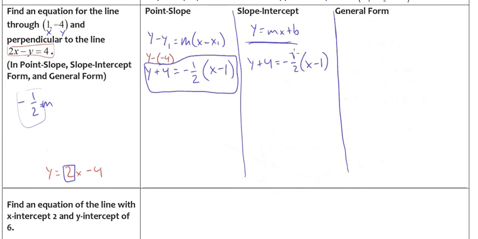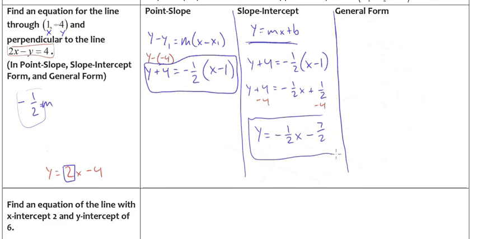All right, so we're going to distribute out that 1 half. So y plus 4 equals negative 1 half x plus 1 half. Just distributed out the 1 half there. Now we're going to subtract 4 from both sides. And as you can see, we'll end up getting that same equation: y equals negative 1 half x minus 7 halves. So 1 half minus 4 is negative 7 halves. And there we go. Now it's in slope-intercept form.